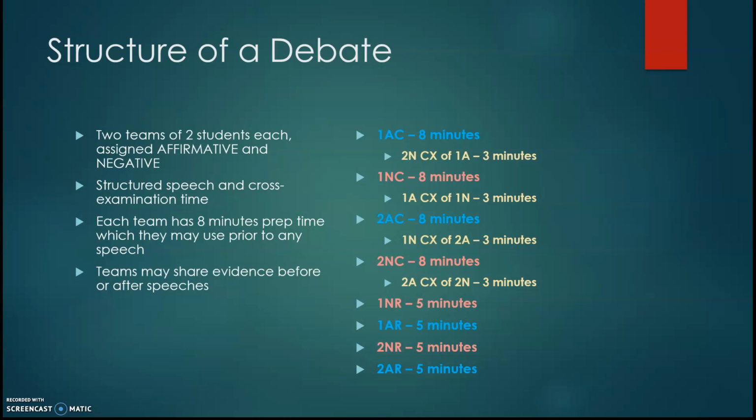In blue are the speeches given by the affirmative team. You'll see they get to speak first and last in the debate. In the red color, you'll see the negative speeches. In the middle of the debate, you'll see there are 2 negative speeches that happen back to back. That's called the negative block.